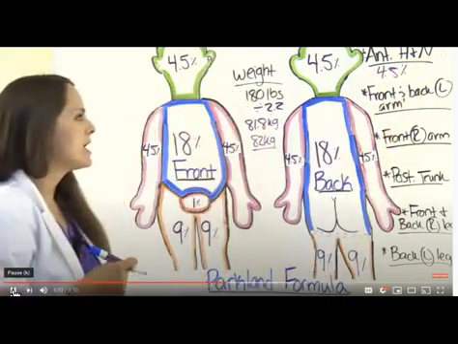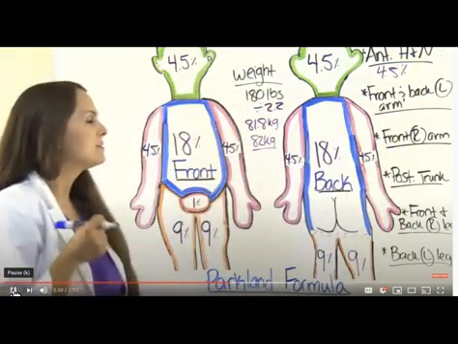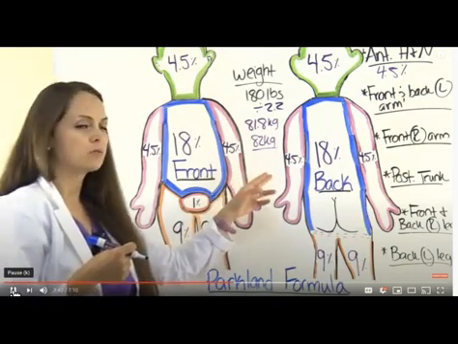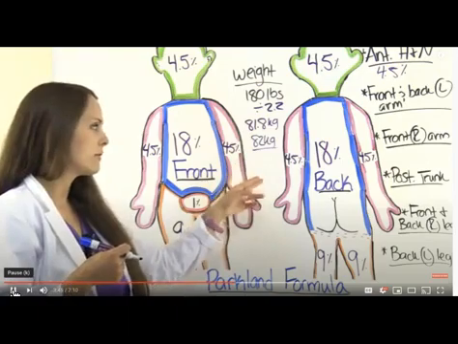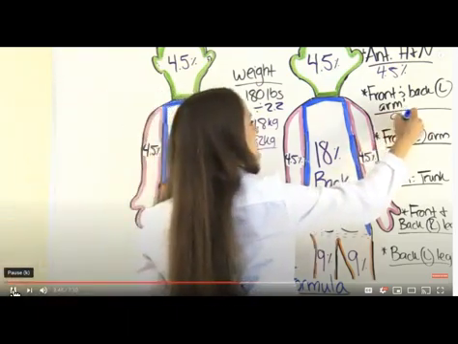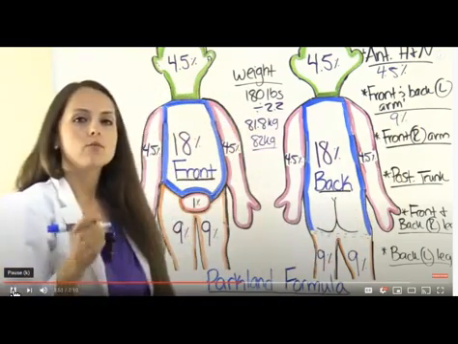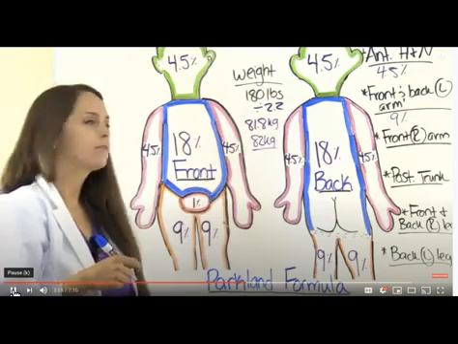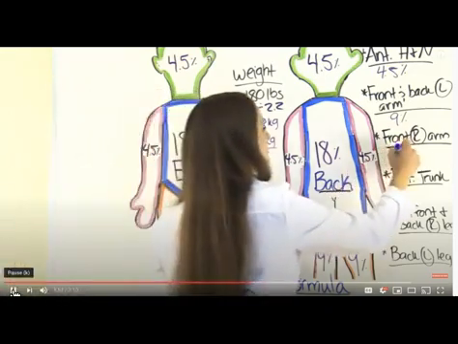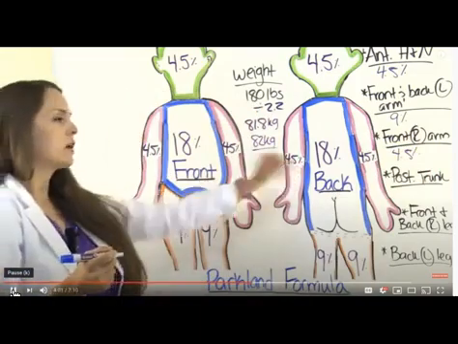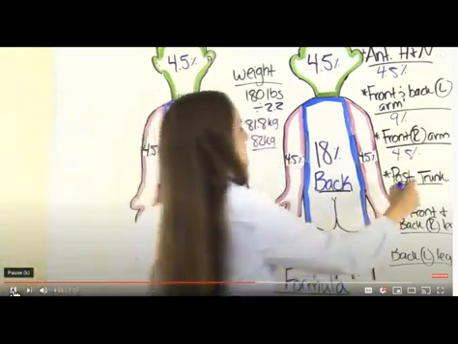Okay, we have the front and the back of the left arm. So we're looking at the front and the back. The left arm, each side's worth 4.5%. 4.5 plus 4.5 equals 9%. The front of the right arm equals 4.5%. The posterior trunk equals 18%.